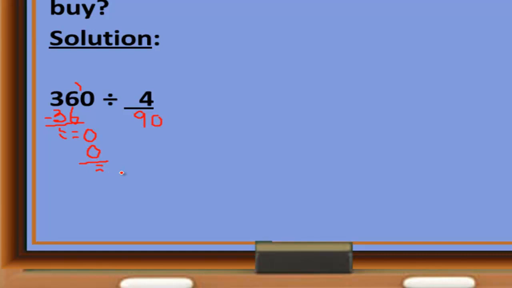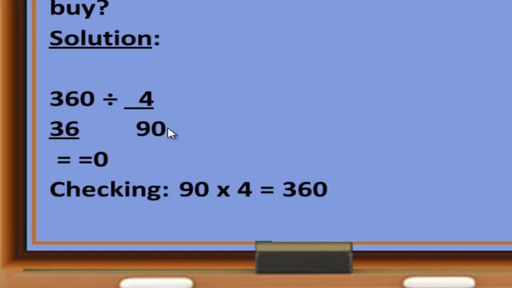Therefore, each woman will buy 90 eggs. That is, when we check it, 90 times 4 is 360 eggs.